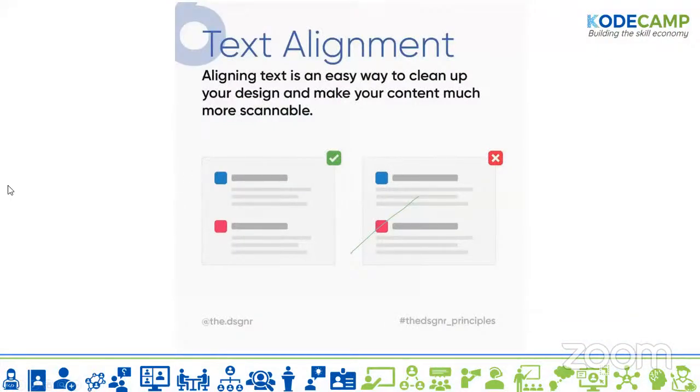Okay, so I'm going to ask a question here. We have text alignment and we have two diagrams here, the one that is being ticked right and the one that is being ticked wrong. So I want someone to unmute his or her mic or type it out on the chat box: the reason why the one on the left is right and the one on the right is wrong.